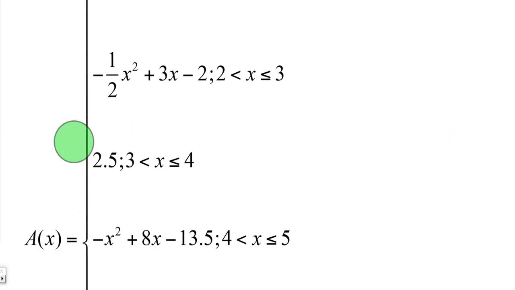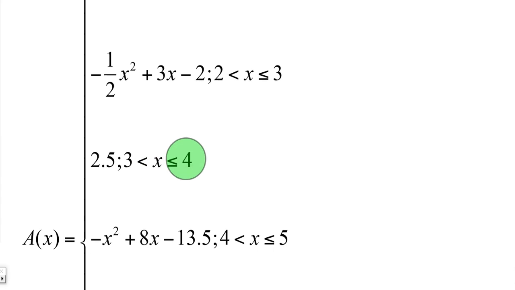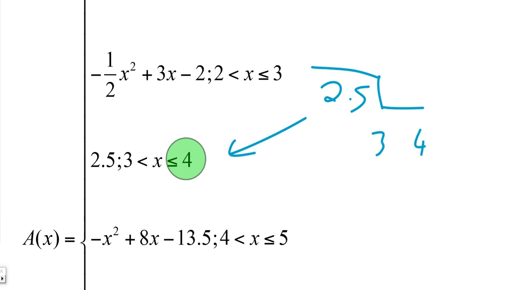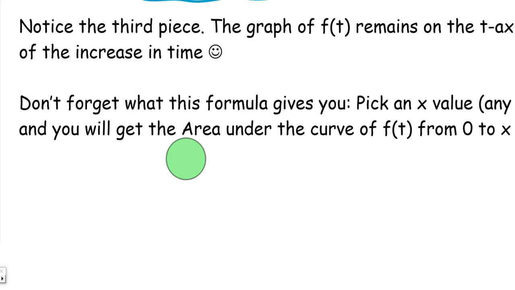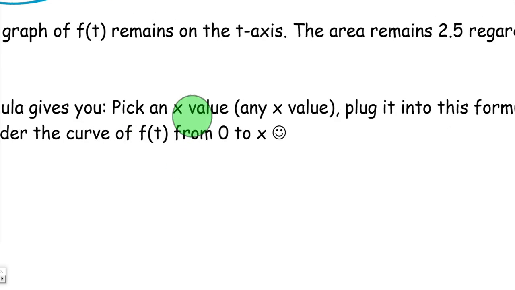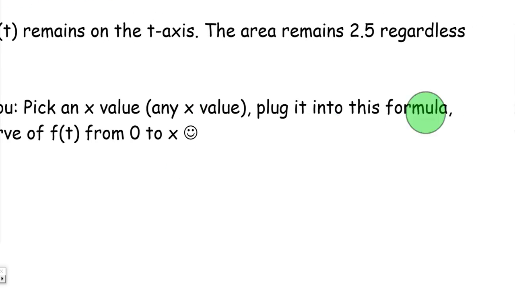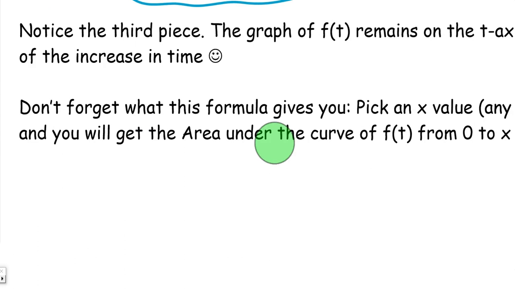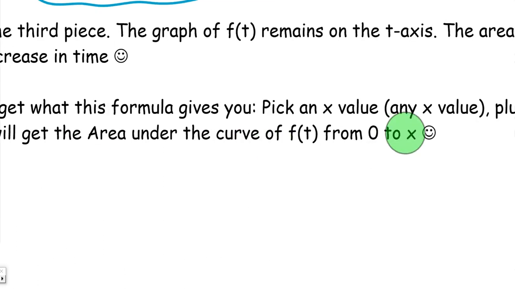So I'm talking about this piece. From 3 to 4, the graph is right on the t-axis. So the area won't change. It will just be the area that was before it, which was 2.5. Okay, and that's that piece from 3 to 4. Okay, don't forget what this formula gives you. Pick an x value, any x value, plug it into this piecewise formula, and it will give you the area under the curve of f of t from 0 to x.